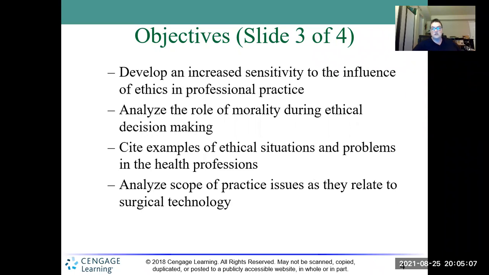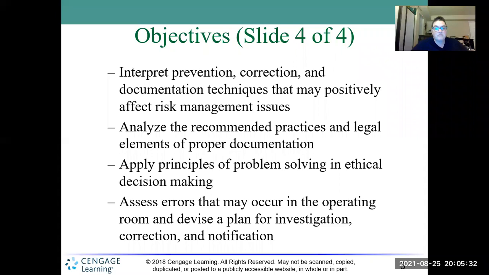Develop an increased sensitivity to the influence of ethics in your professional practice. Analyze the role of morality during ethical decision making. We're going to talk about examples of ethical situations and problems in health professions. Look at the scope of practice issues and how they relate to your position. We're going to look at a lot of risk management issues, prevention, correction, documentation techniques.